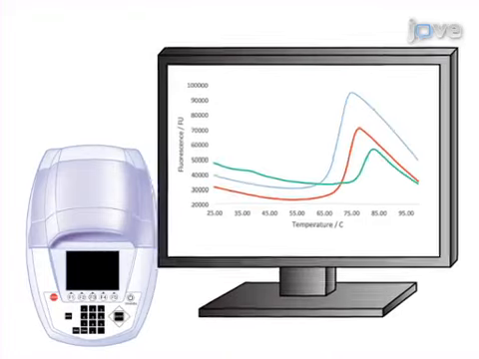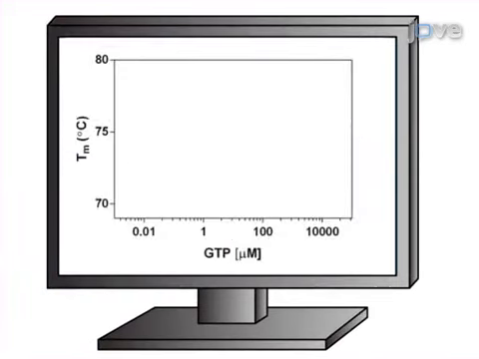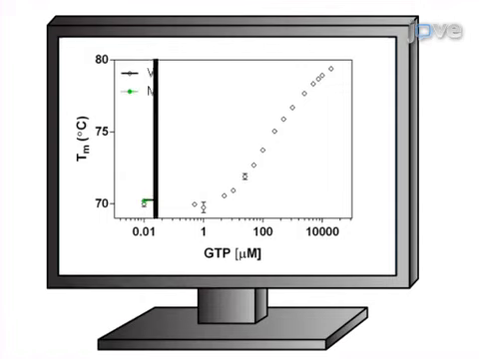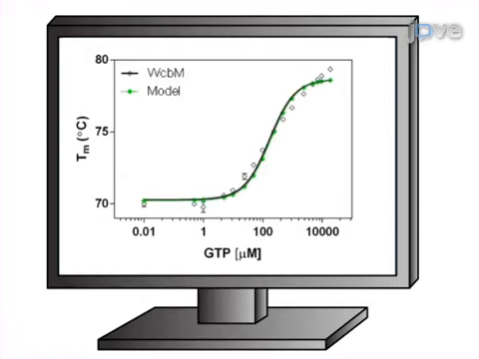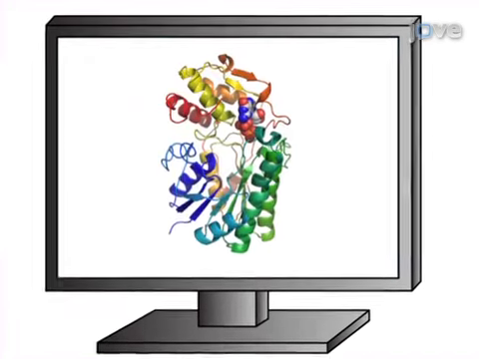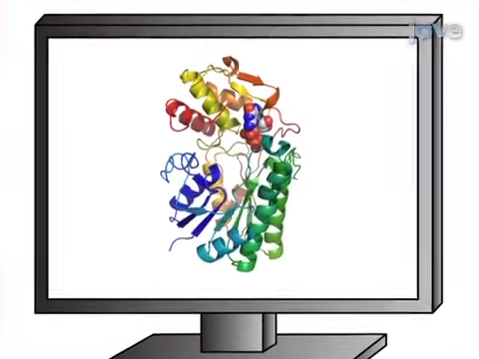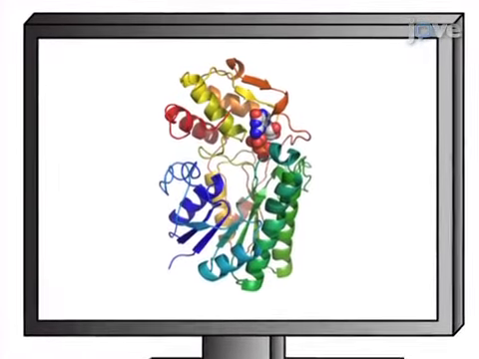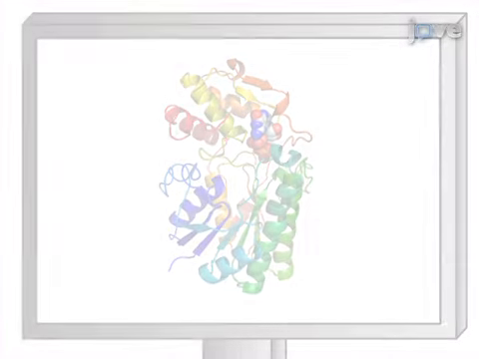of the protein. Next, the protein unfolding curves are converted to a series of melting temperatures. The final step is to fit these data to an appropriate model to estimate the dissociation constant. Ultimately, differential scanning fluorimetry is used to better understand the interaction of a protein with its ligands.